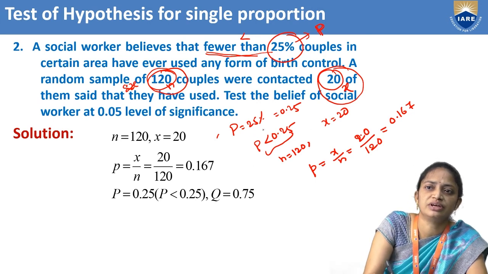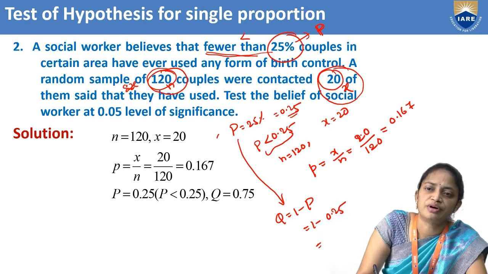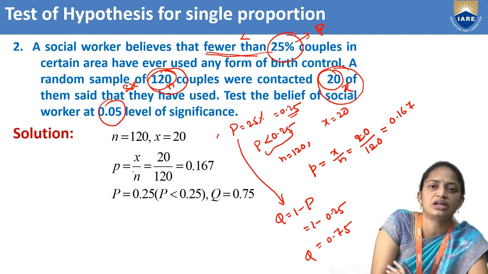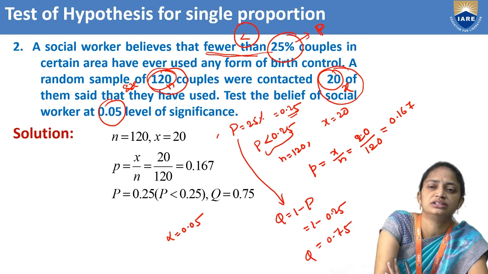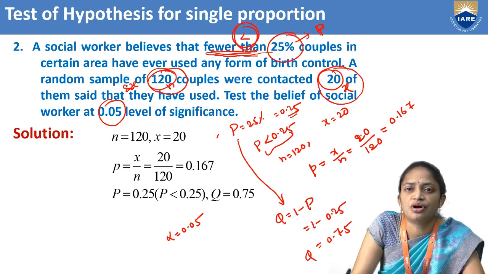So from this we can calculate Q value. Capital P value is 0.25, right? So Q is nothing but 1 minus P, that is 1 minus 0.25, which is 0.75. Capital Q value is 0.75. And they have also given that alpha value is 0.05. Fewer than is very important here. Fewer than means less than. Now we have to follow our procedure. What is our procedure?